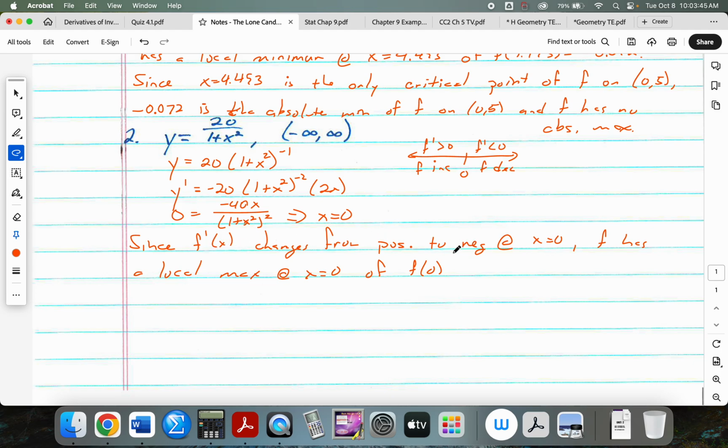Now, if you do that on the AP exam, they tend to look the other way. They're like, oh, they just misspelled f. It's not a very good joke, but you really shouldn't suddenly change it. It should be of y of 0, which is equal to 20.